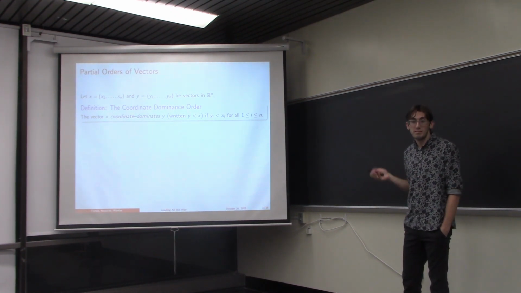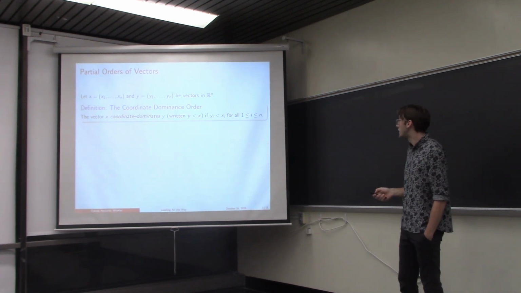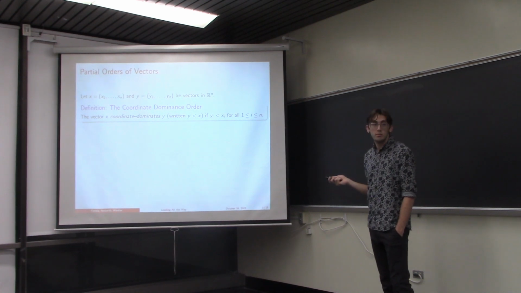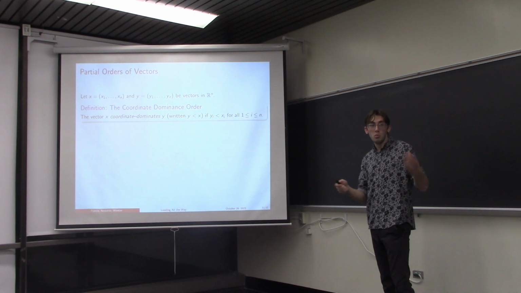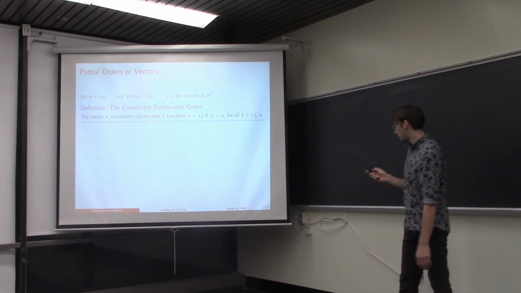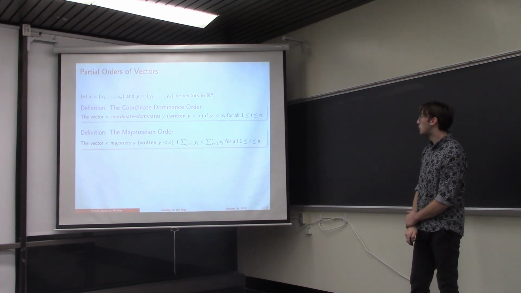And this is pretty natural. And so you can see that not every 2 vectors are comparable. For example, the vectors 1, 0 and 0, 1 are not comparable. Right? So that's one partial order on vectors.